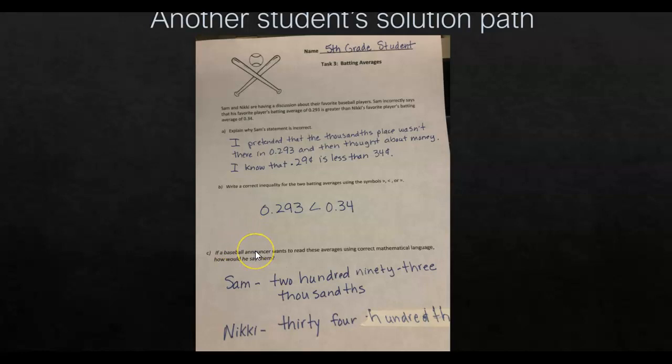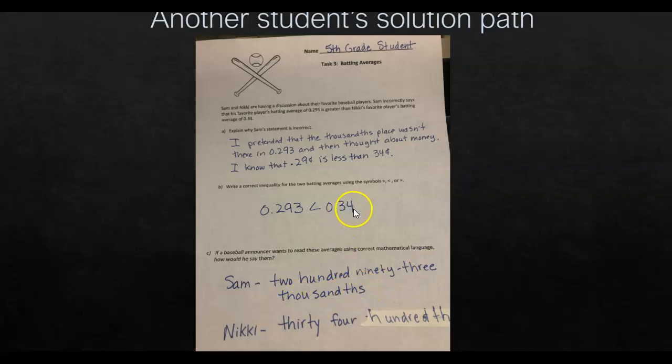And if a baseball announcer wanted to read these averages, you would have to know how to both say and write the words in word form. So, decimals have a first name. The first name is just the number. The last name is the name of the last place value spot. So, we would read the number first, which is simply 293. That's its first name. Now we have to look at the last place value spot, which is the 3, and that's the thousandths. So we would read and say that number as 293 thousandths.